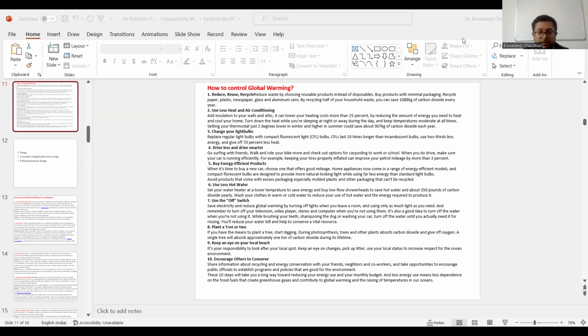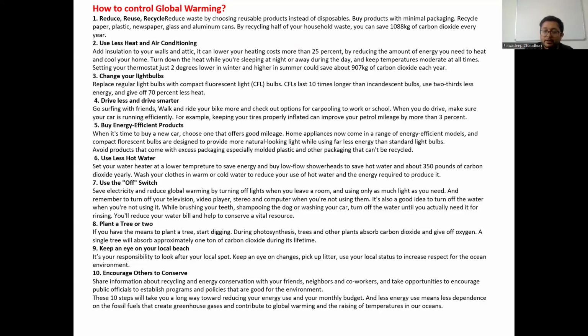Everyone. So in this lecture, we will be discussing how to control global warming. Hopefully by this time it is clear to all of you what global warming is and how it is happening, and now we will discuss how to control it. This is the most important part that one should know.